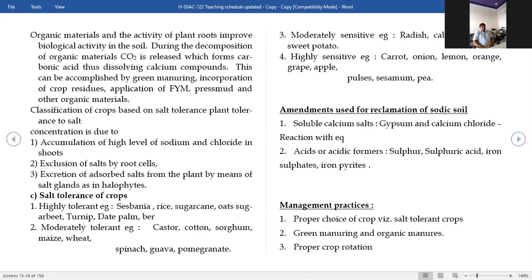And certain amendments, that is, chemicals used for reclamation of sodic soil. First, soluble salts, that is gypsum. Then acid forming amendments, that is sulfur, sulfuric acid, iron pyrites, and iron sulfates. This is all about reclamation of sodic soil or alkali soil.